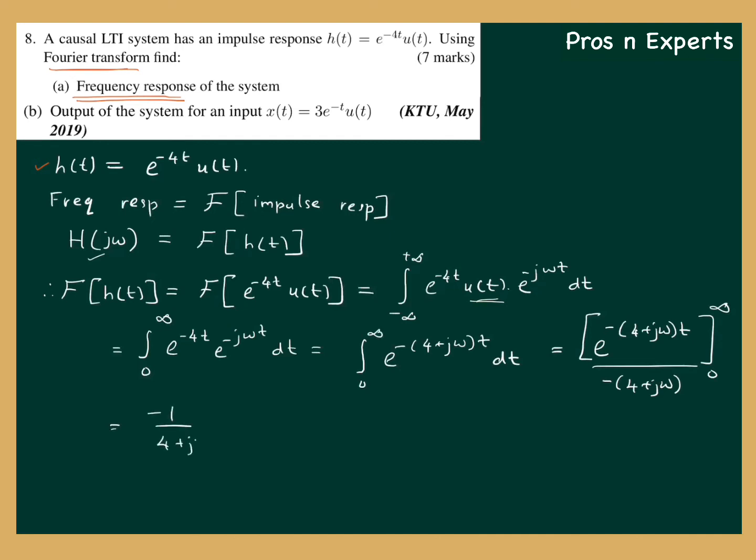Minus 1 by 4 plus j omega into, if you substitute the upper limit, e raised to minus infinity will be there. E raised to minus infinity is equal to 1 by e raised to infinity, that is 1 by infinity, which tends to 0. So the first term tends to 0 minus, when you put the lower limit 0, e raised to 0 is 1. So this is minus of minus 1 by 4 plus j omega, that is equal to 1 by 4 plus j omega. So that is the answer to question number 1, the frequency response of the system. Answer to A.